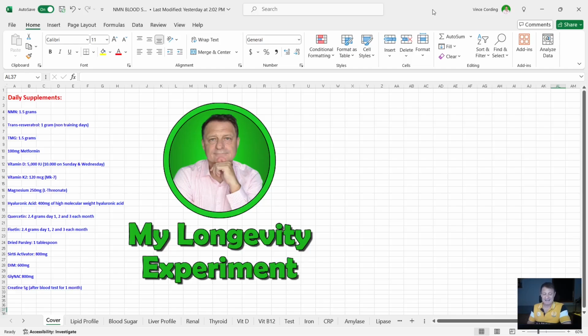Sirt6 activator, 800 milligrams a day. DIM, which balances my estrogen and testosterone, 600 milligrams a day: 200 first thing in the morning, 200 between 11:30 and 12 lunchtime, and then another 200 just before I go to bed. Glycine and NAC, 800 milligrams per day, and creatine, 5 grams a day, which I only take after the blood test, for 30 days. After this blood test I've started taking it, so as of making this video I am now on the creatine. So let's take a look at my lipid profile.